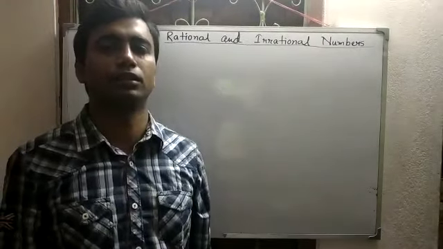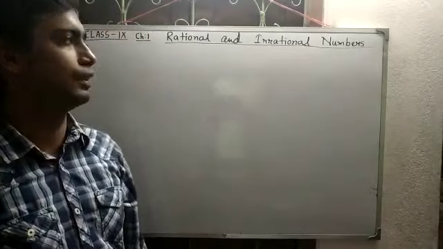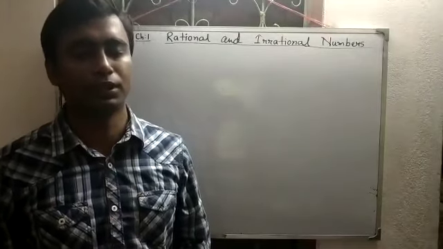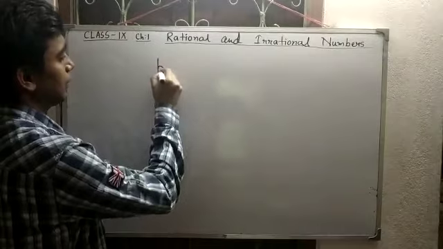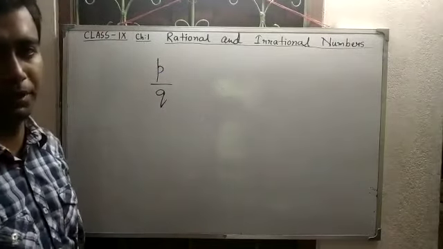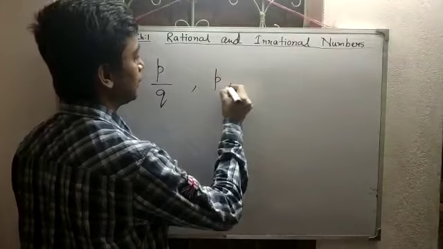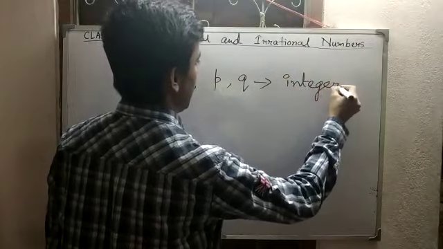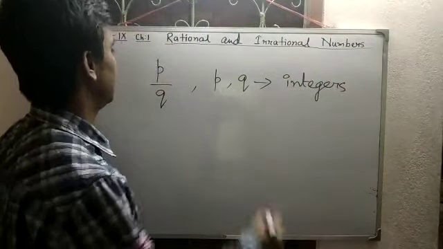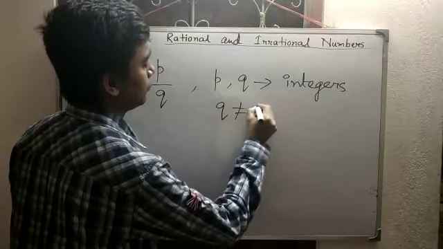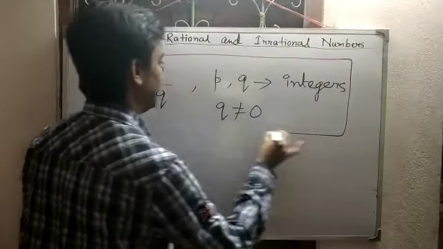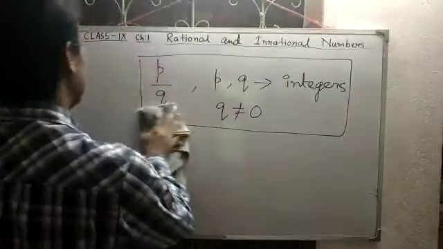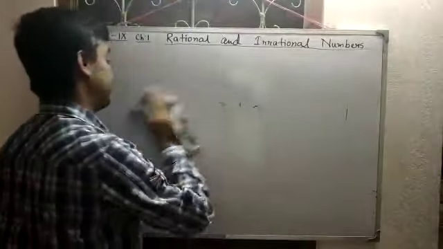Today we are going to start chapter number 1 of class 9, rational and irrational numbers. Rational numbers we have done in class 8 also. So what is rational numbers? When we can represent any number in this form p by q, where p and q both are integers, and one more condition is here, that is q not equal to 0, then we can say this kind of number is rational numbers. Okay, so it was in your class 8, in the first chapter of class 8.